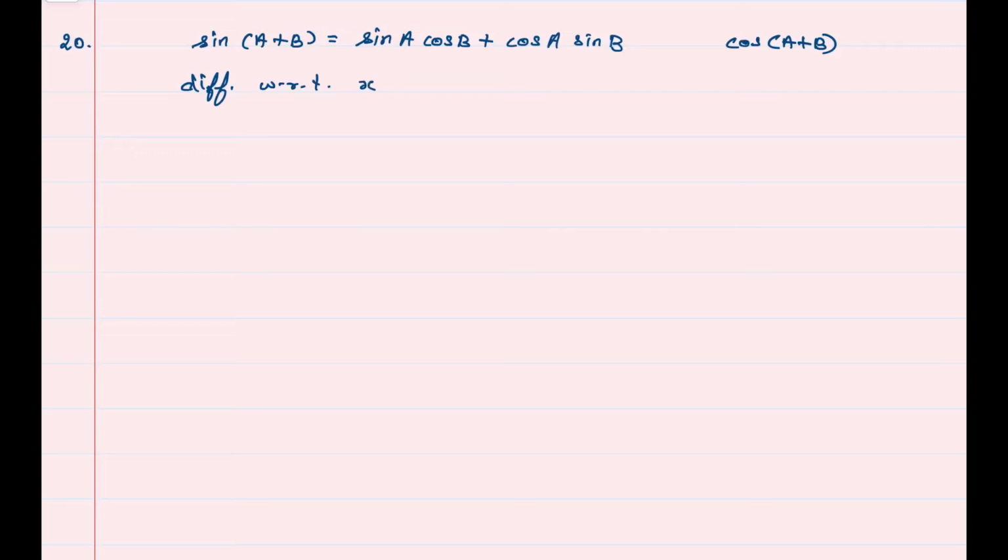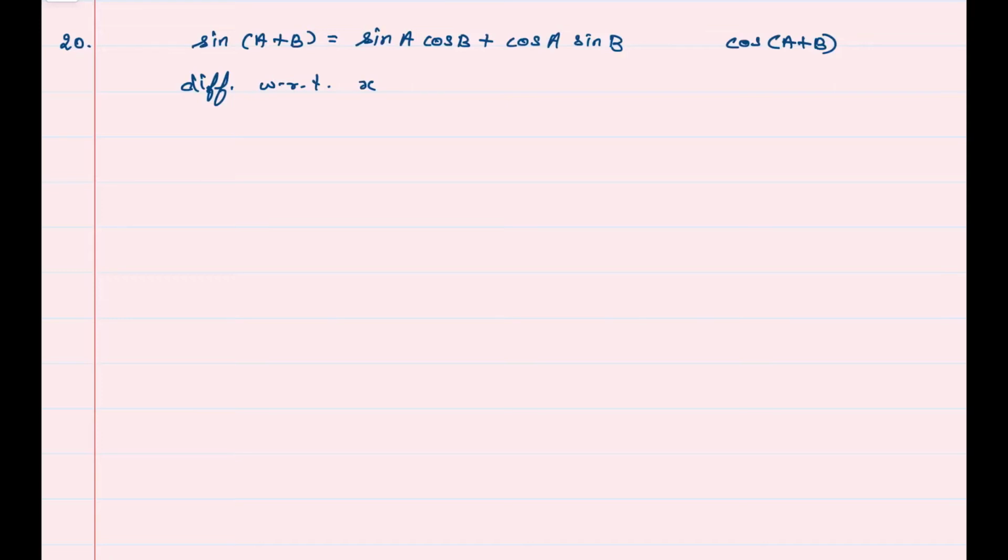20th question. Using the fact that sine of a plus b is equal to sine a cos b plus cos a sine b, and the differentiation, obtain the sum formula for cosines. We have to get the formula for cos of a plus b, which is cos a cos b minus sine a sine b. Let us differentiate this equation with respect to x, that is, we are taking a and b both as functions of x, or we may differentiate with respect to a or with respect to b also. Let us do it with respect to x.